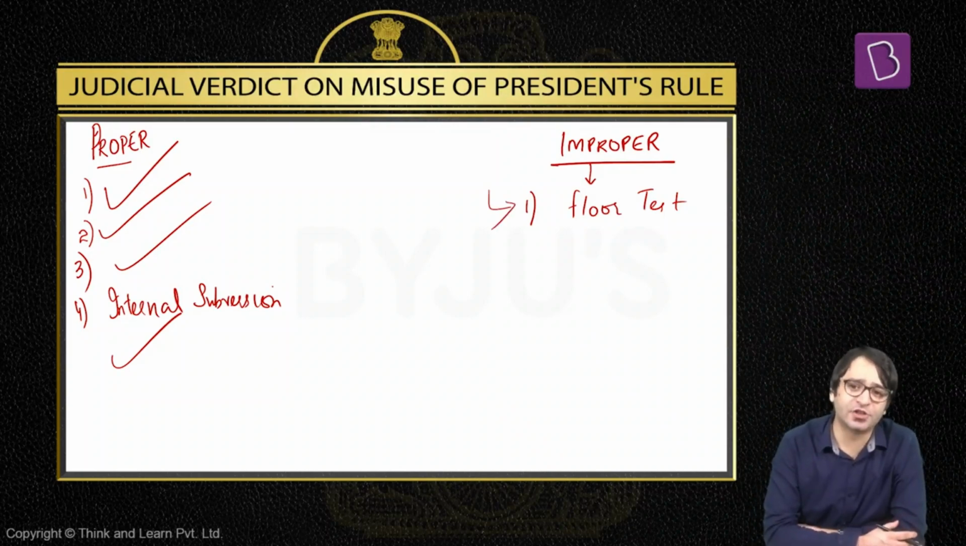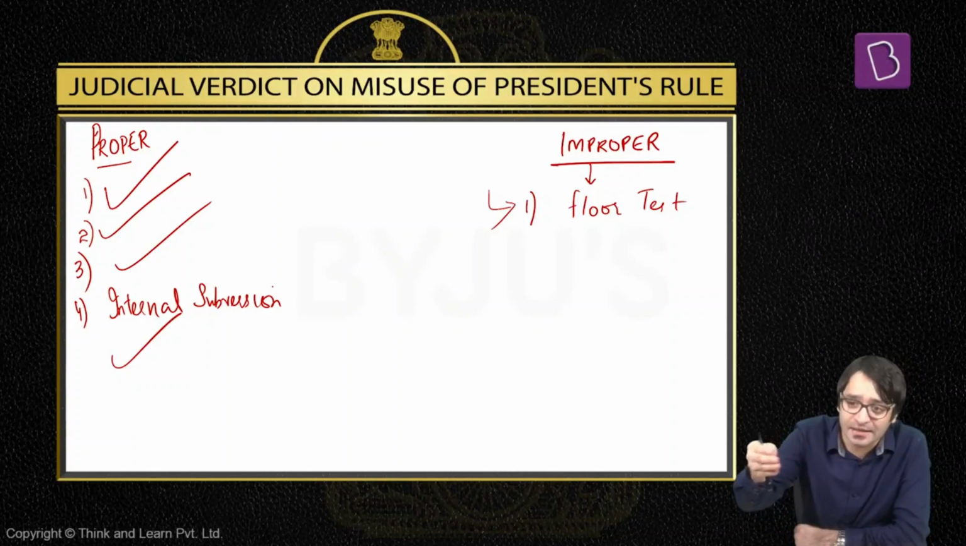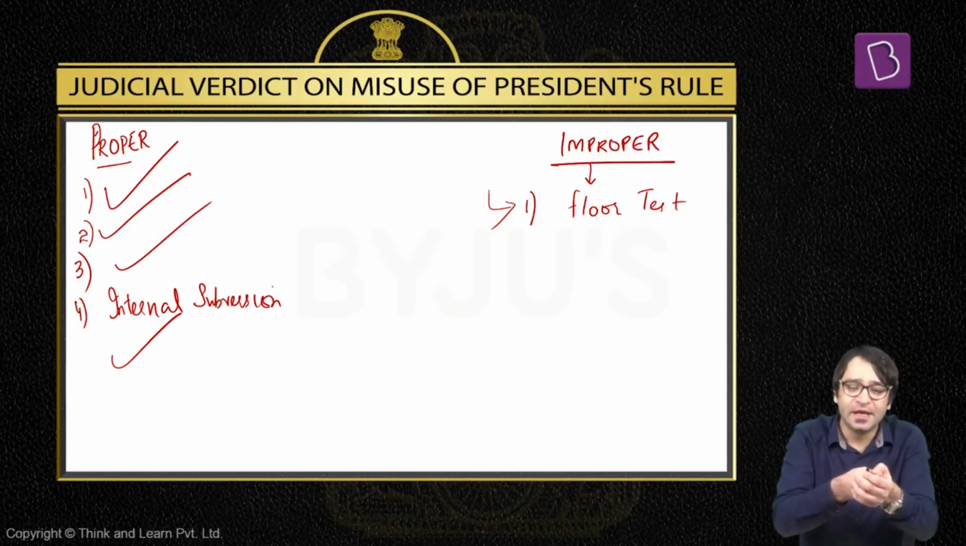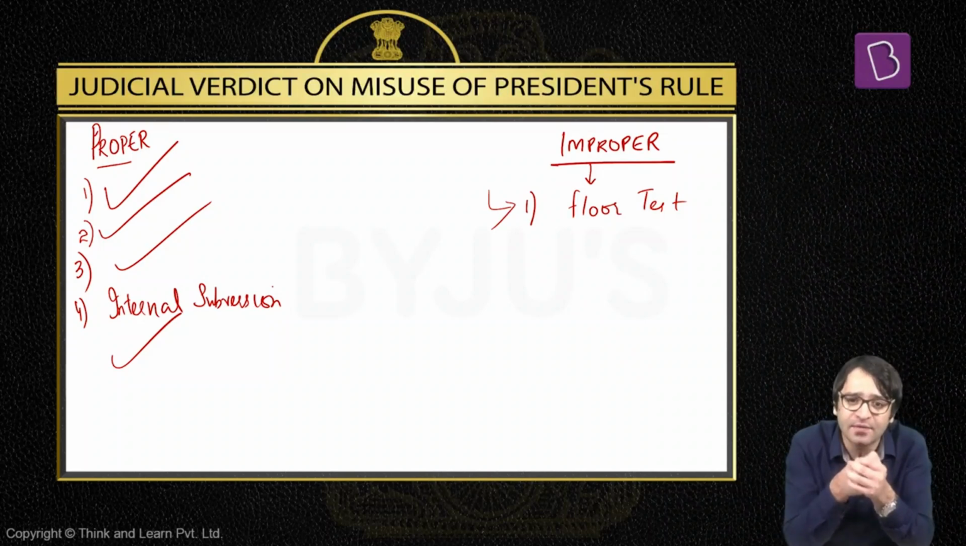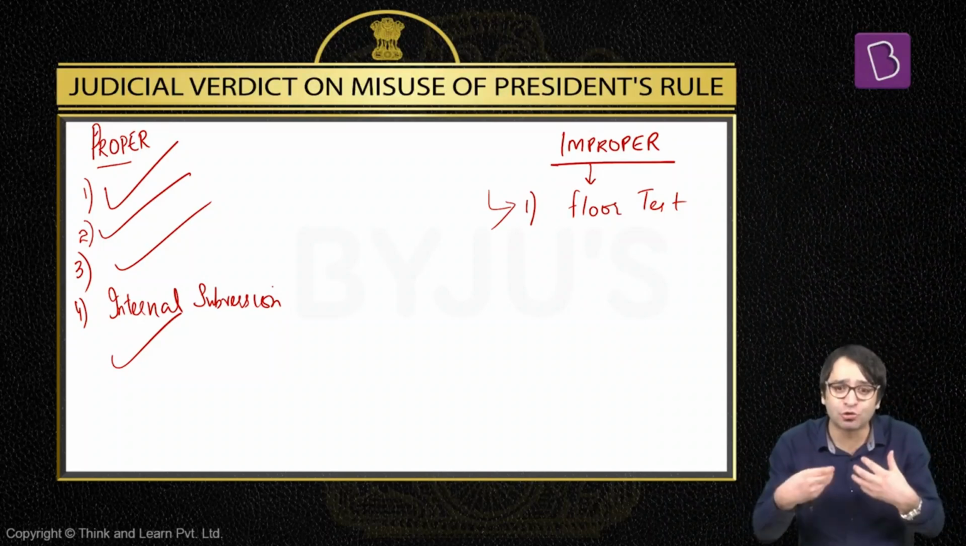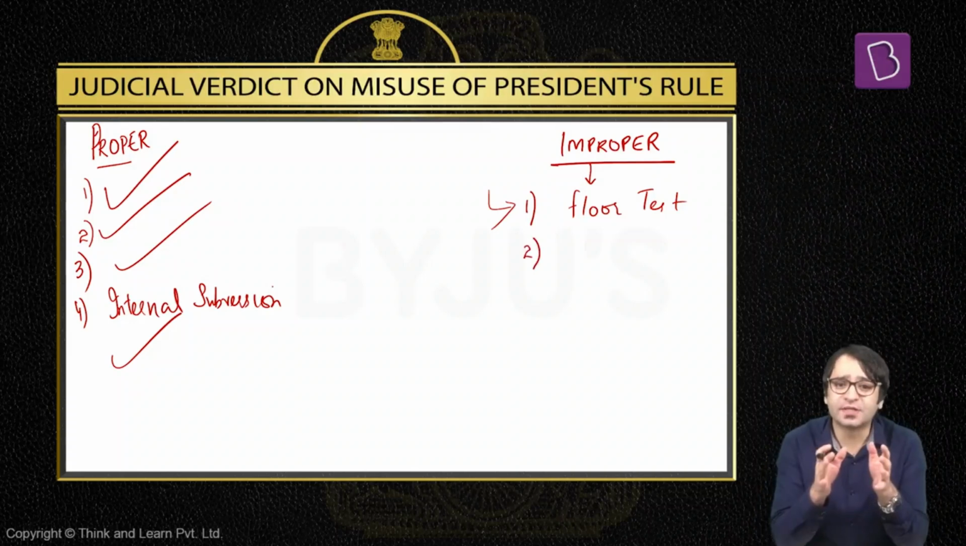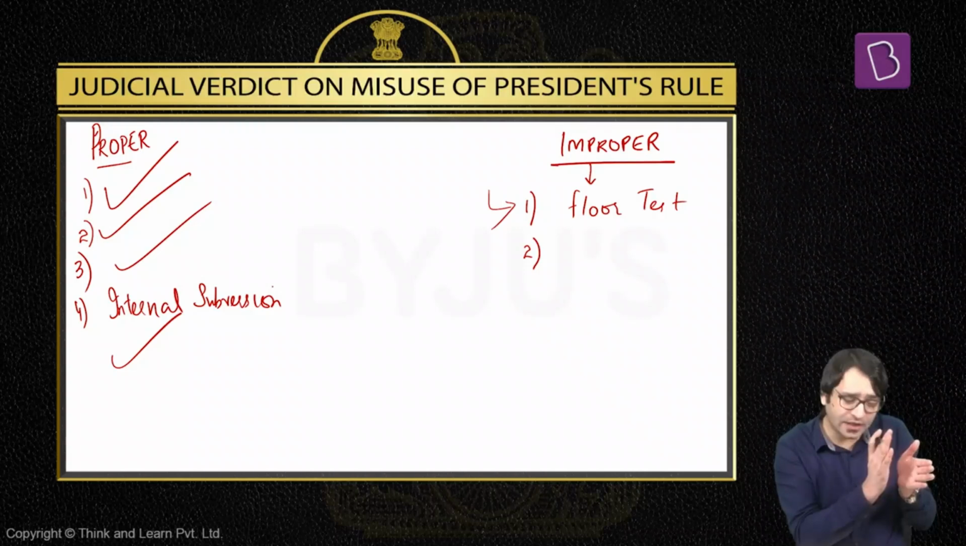If the floor test is lost by the chief minister, then you can impose President's rule. But even then, you have to explore alternatives. You have to explore whether other political parties are coming together to form the government. What the governor did in the case of SR Bommai was assume that the chief minister does not have the majority, despite the fact that the chief minister said, I'm willing to go through the floor test. This is improper use of President's rule. Don't do that.